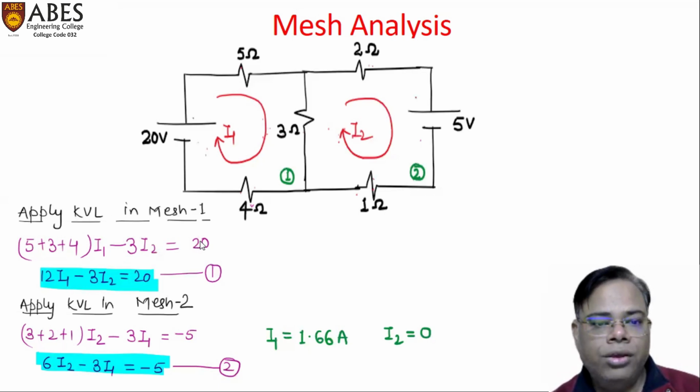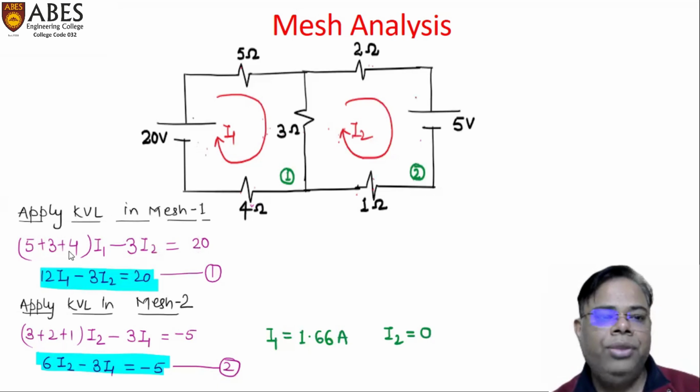We will write here the value of 20. It would be positive or negative. It would depend upon the direction of current that is associated with the mesh 1. As you can see, the current we are assuming in clockwise direction. It means current is flowing from lower to higher potential. That's why we have written here plus 20.